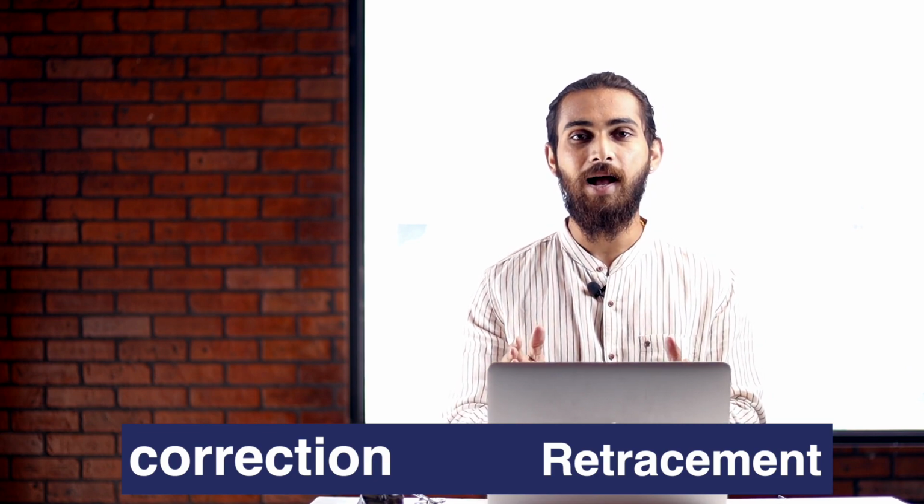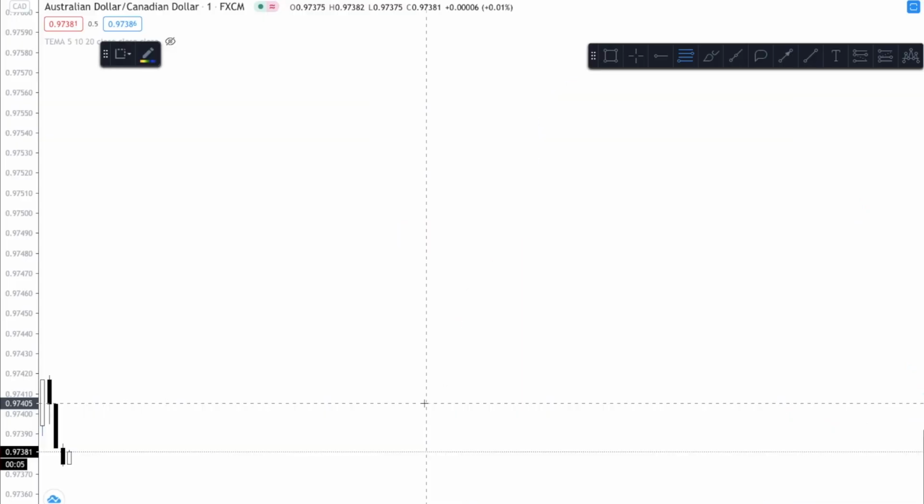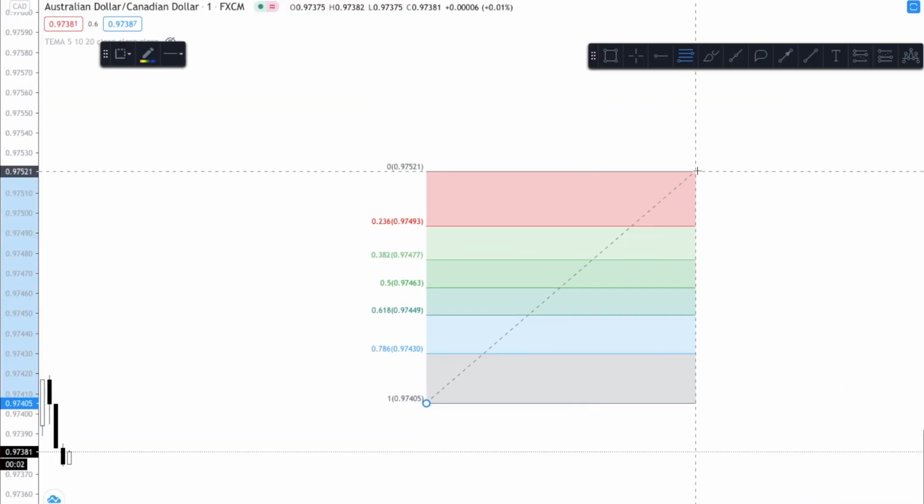The thing is, correction and retracement are the same things. And the Fibonacci retracement is used to find out when a correction or retracement is going to end and when an impulse would begin. So a Fibonacci retracement has certain levels to it, and traders believe that when the price reaches those particular levels, the price will reverse or the retracement will end and a new impulse will start. So this is how a Fibonacci retracement tool looks.